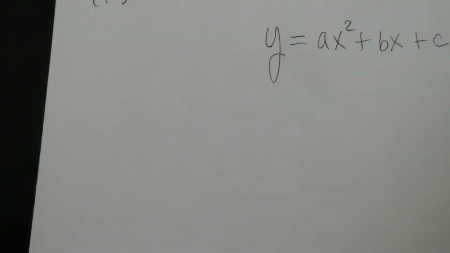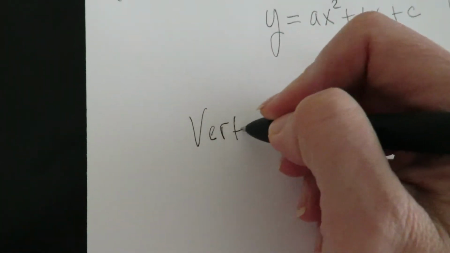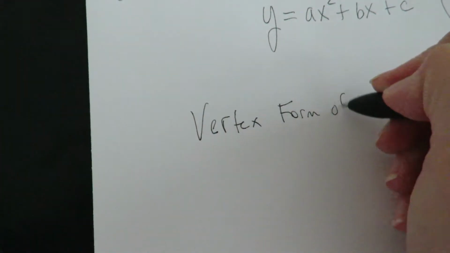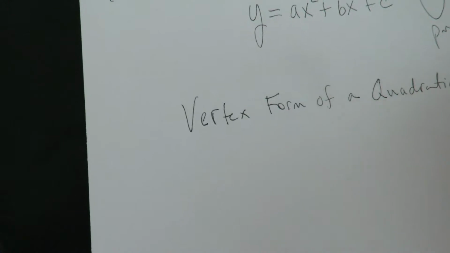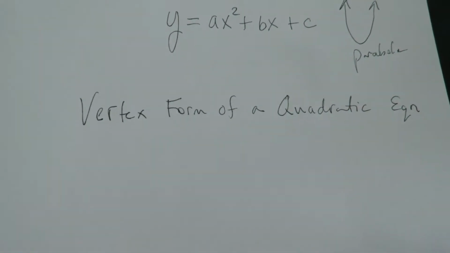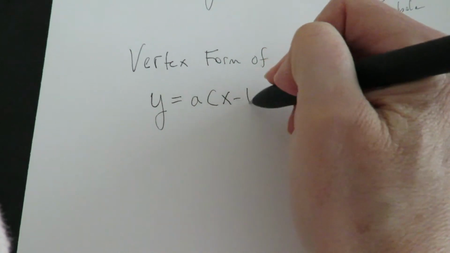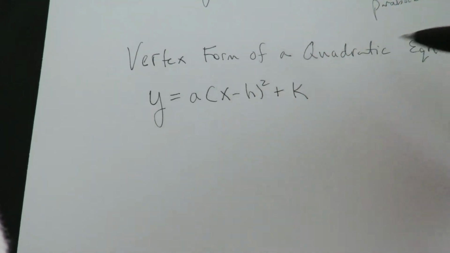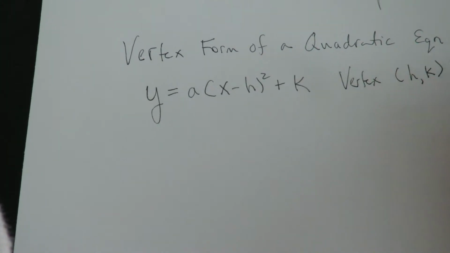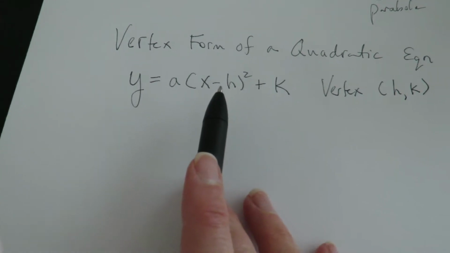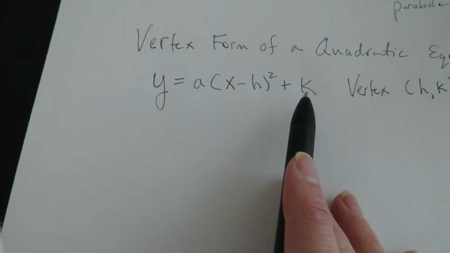I want to start with showing you something called vertex form of a parabola. Vertex form of a quadratic equation looks like this. And the vertex itself is (h, k). This gets a little tricky because it has to be the opposite sign of the inside, same sign as the outside. Let me show you what I mean.